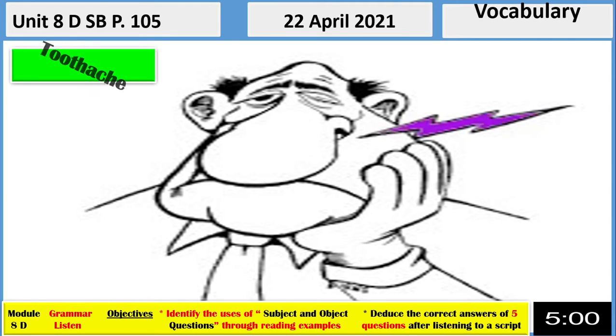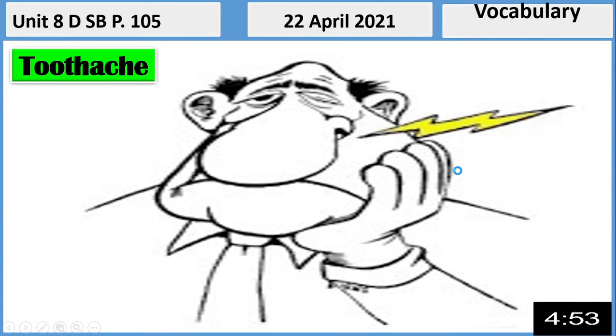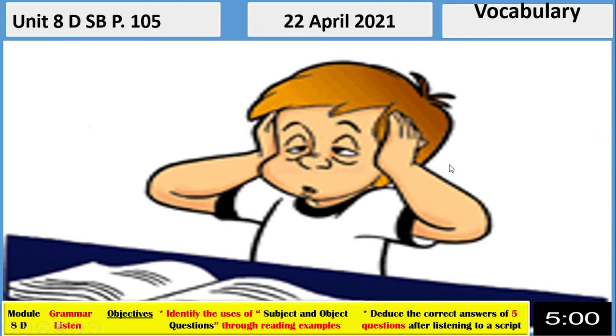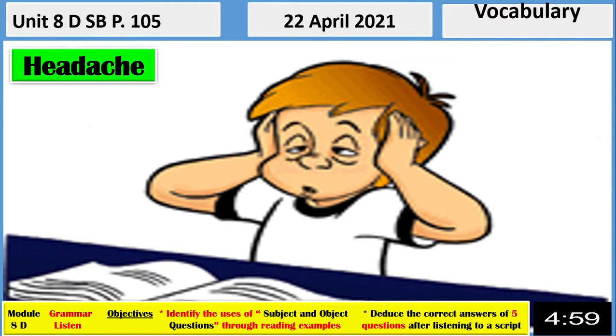What about this one? He has got what? Toothache. He has pain and has tooth. So toothache. What about this boy? He has got a headache. He has got maybe a story test, just like you. Okay, be ready for your story test. I will tell you at the end of this video about it. Okay, so headache.